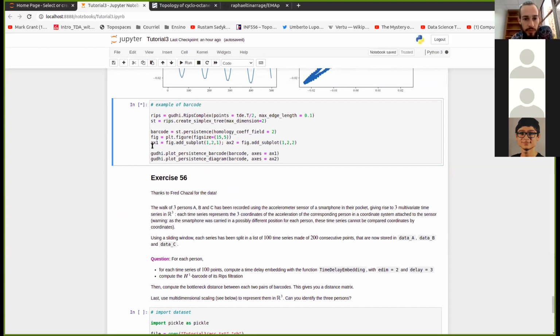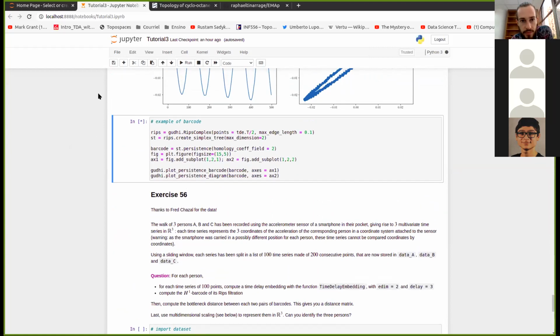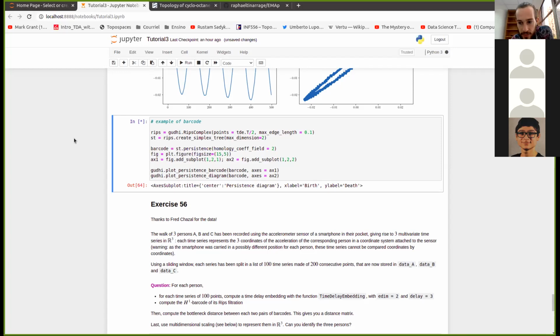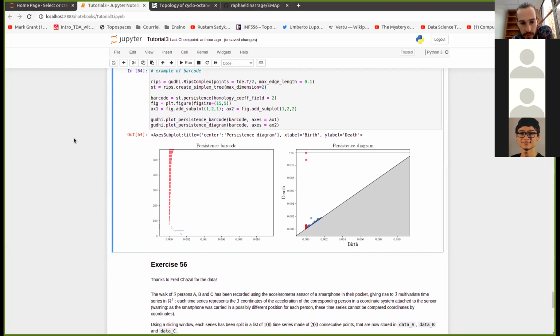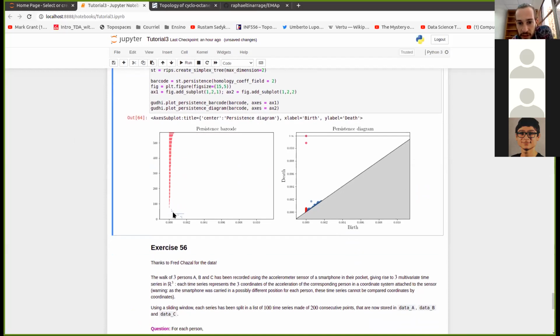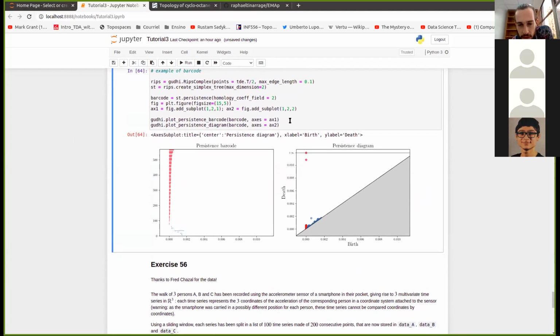This is very long. All right. Okay, this is what I obtain. And it seems like this value 0.1 was way too much, because the persistence stops around 0.01.